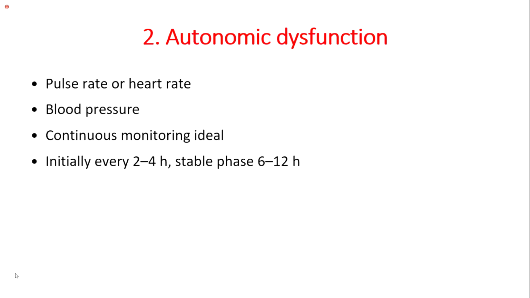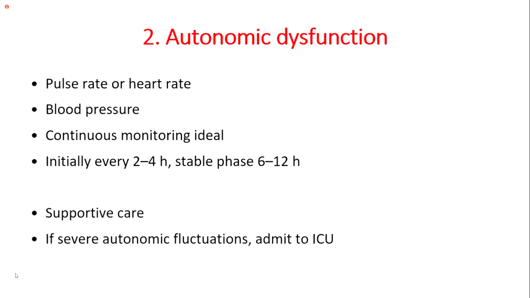When the blood pressure is high, we give IV antihypertensives like labetalol, right? GTN infusions to keep the blood pressure down. Same with the pulse. Sometimes we put pacemakers if the person has severe bradycardia, because these are potentially fatal. They can kill the patient of a disease that is otherwise completely reversible. Right. So supportive care, if there are autonomic fluctuations, get the patient into the ICU.